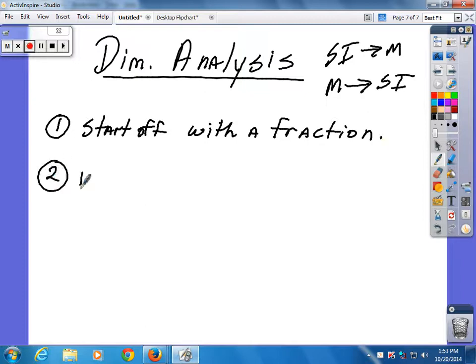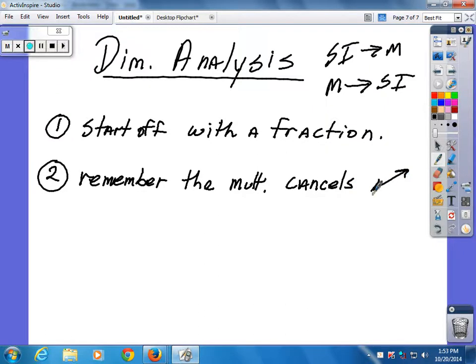2. Remember that multiplication cancels which way? When you do a multiplication problem, which way does the canceling take place? Diagonally, right? So, diagonal, remember that. Because when you do a unit conversion, you have to set it up diagonally so that you can get the units to cancel out.